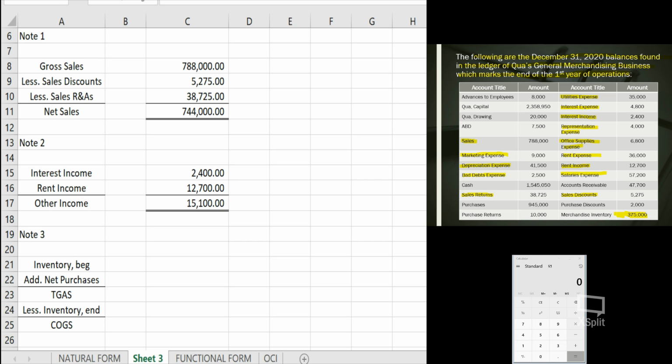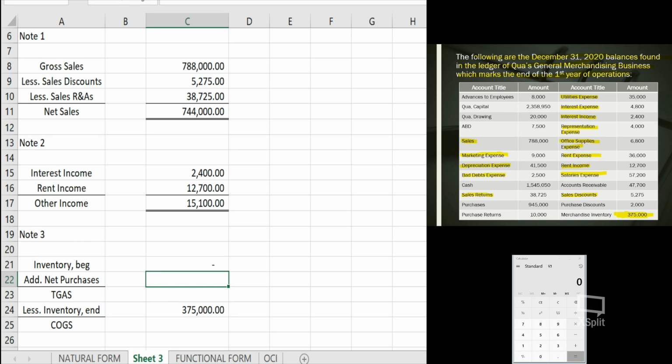So, ibig sabihin, December 31 daw itong mga balanse na to. Ibig sabihin, ito yung balances at the end of the year. Okay? Now, it's safe to assume that this 375,000 is our ending inventory. Ngayon, sir, paano naman po yung beginning? Okay? Our beginning inventory will be 0.